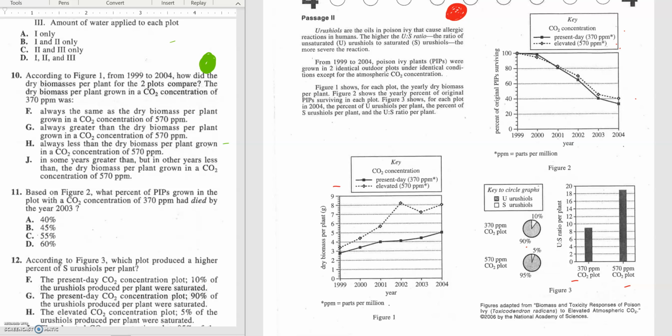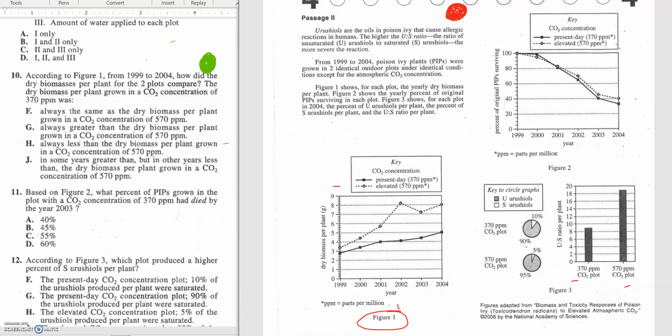Okay, we're looking at question 10, and it says according to figure 1, so I'm going to come over to the right hand side, the red side, and make sure that I have figure 1 before I do anything. From 1999 to 2004, how did the dry biomasses per plant for the two plots compare?